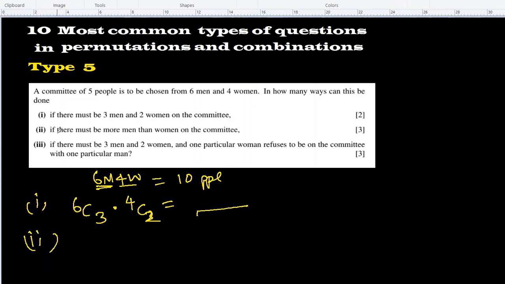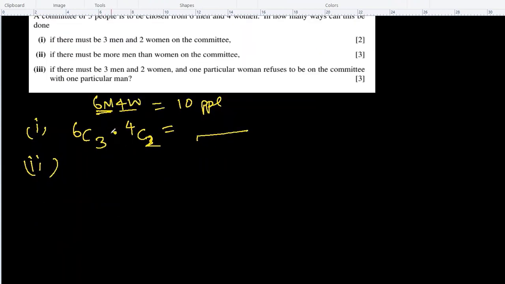Number 2, if there must be more men than women in the committee. Now this needs some thought and we should see the combinations possible. So let's say men and women. We need total 5. So it's possible that 3 men are there and 2 women are there, so there are more men than women. We can have 4 and 1. It's also possible that all 5 are men and there is no woman. These are the 3 cases, right?